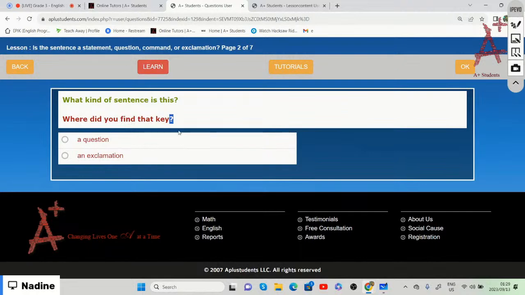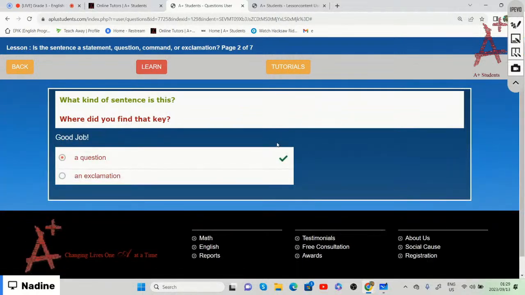All right, so the sentence, right, it ends with a question mark. And a sentence that ends with a question mark or that asks a question is a question sentence. Remember, a question sentence always ends with a question mark. Always. All right.